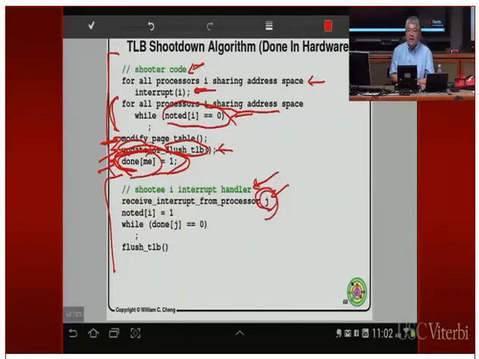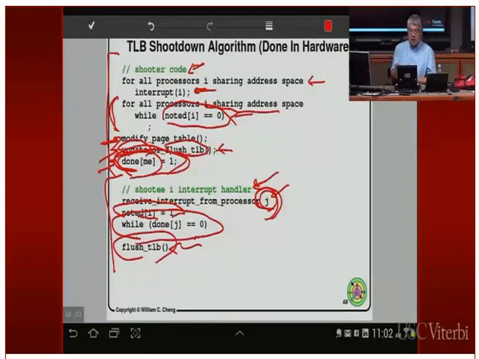Okay, so they're going to record that, they get an interrupt for processor J, all right? And then this processor is processor I. It will say noted I is equal to 1, saying that I am now inside my TLB shootdown interrupt handler, and go ahead and modify the page table, okay? And then what it will do is stay in the loop over here, waiting for processor J to be done, okay? And when processor J is done, then this guy is going to continue execution. So, in this case, it can simply flush its own translation look-aside buffer.